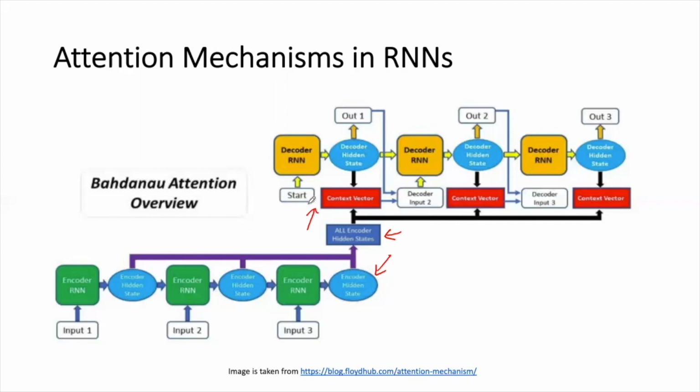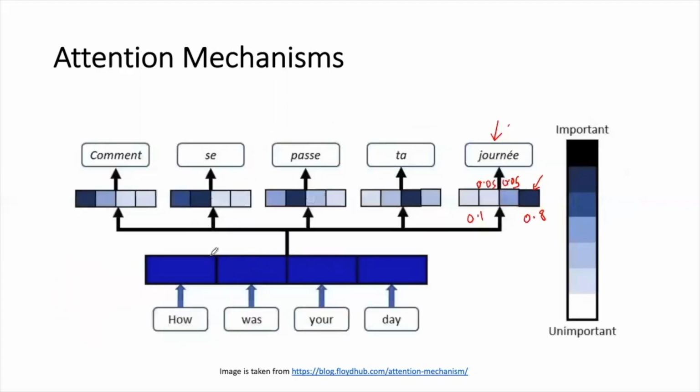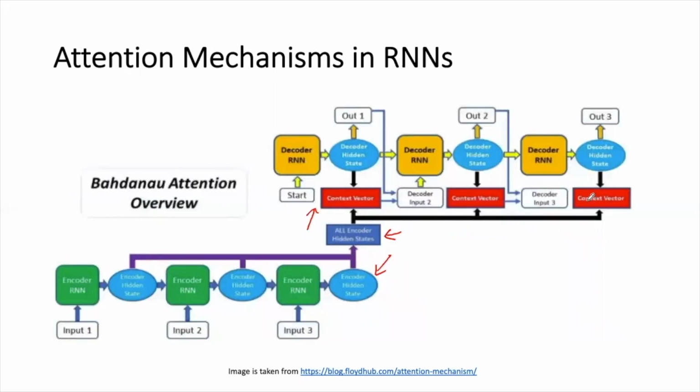So for example, when we are generating the first context vector here, it should give more importance to the corresponding word. In the previous example, let's say journée corresponds to day. So the last context vector should be representative of this last encoder hidden state. This context vector should capture this, because that is what the correspondence is.